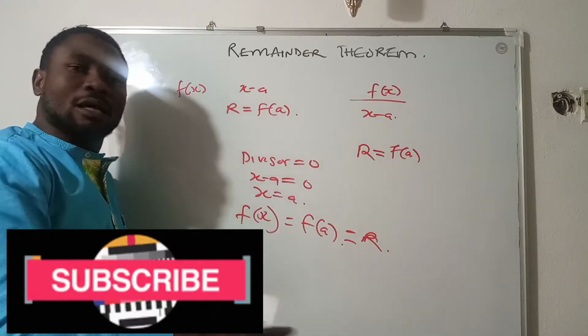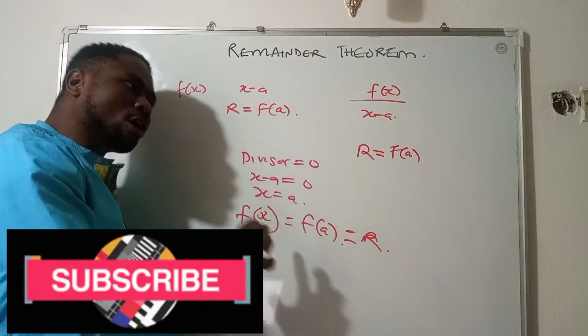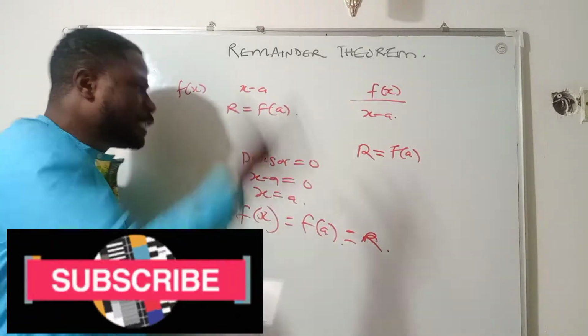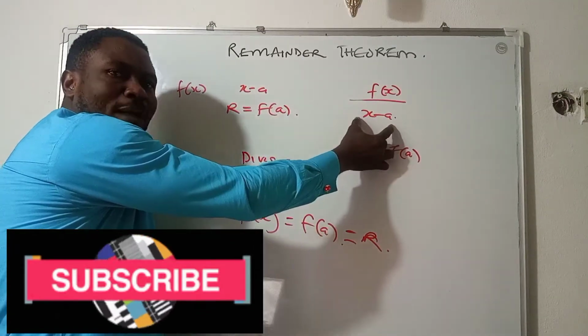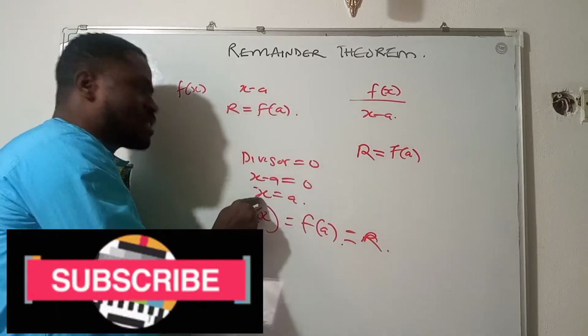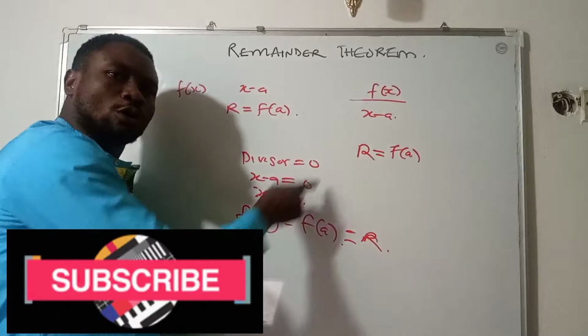How do you arrive at that? Simply say that the divisor is equal to 0. If the divisor is equal to 0, make the variable the subject of the formula. In this case, my divisor is x minus a. I have said x minus a equal to 0. I now make x the subject of the formula. If you have done so, it becomes x equal to a.